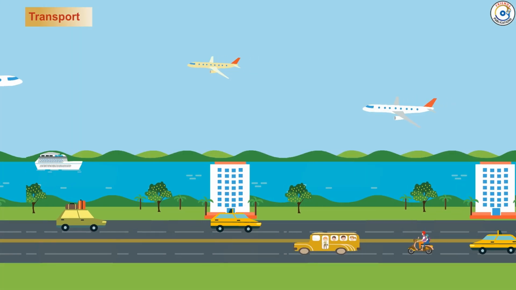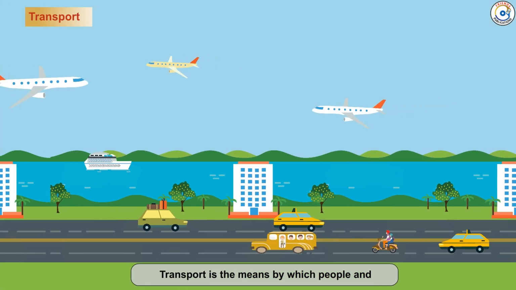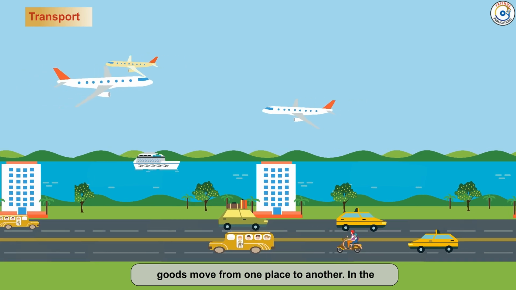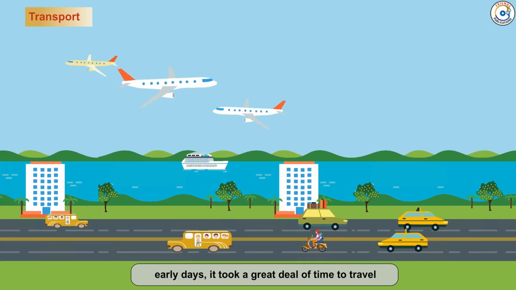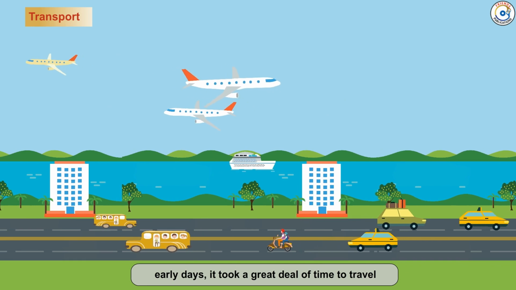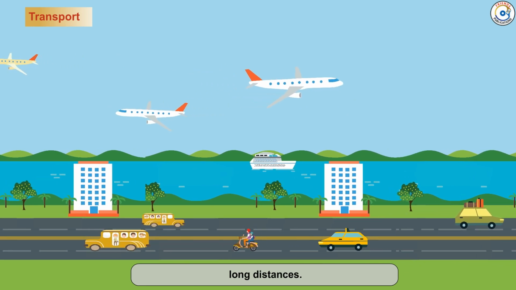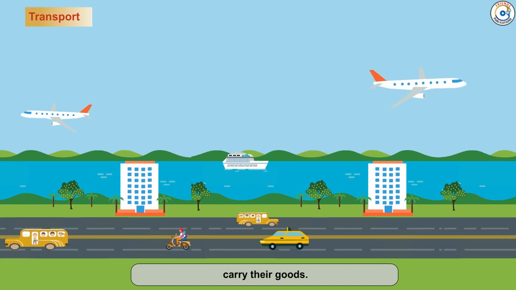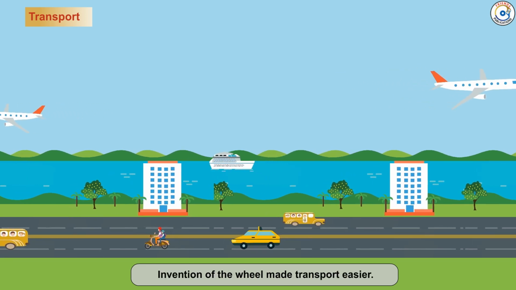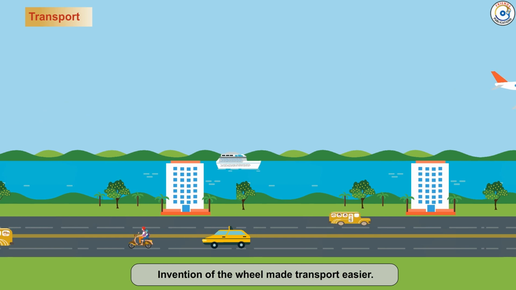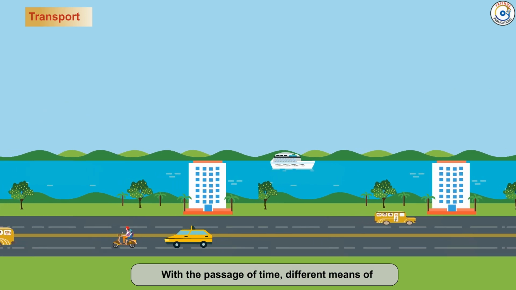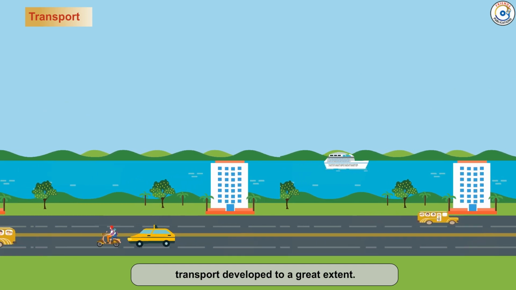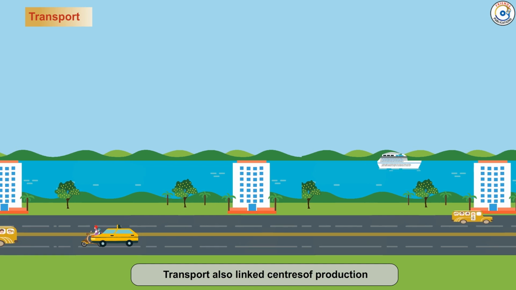A proportion of the urban poor derive some or most of their livelihood from meeting rural demands. Transport. Transport is the means by which people and goods move from one place to another. In the early days, it took a great deal of time to travel long distances. People had to walk and used animals to carry their goods. Invention of wheel made transport easier. With the passage of time, different means of transport developed to a great extent.